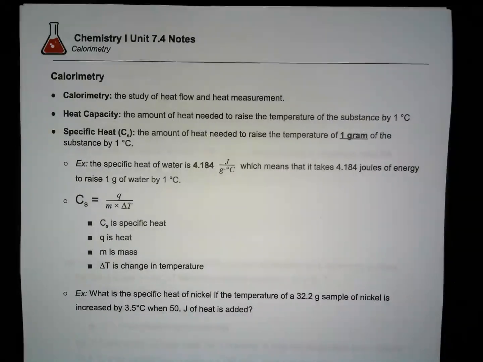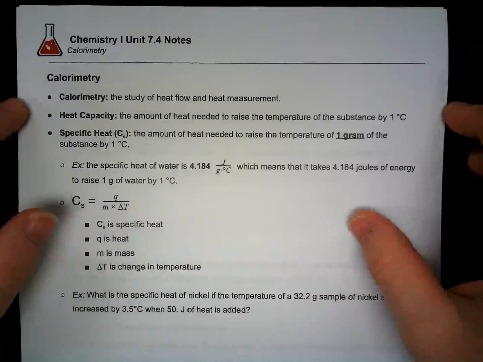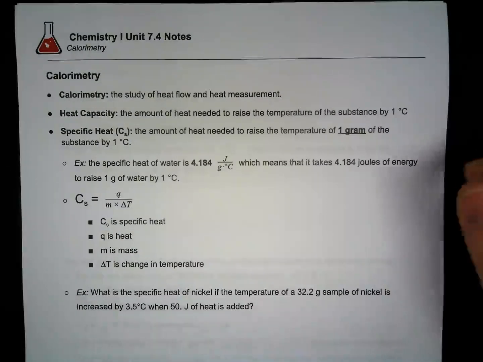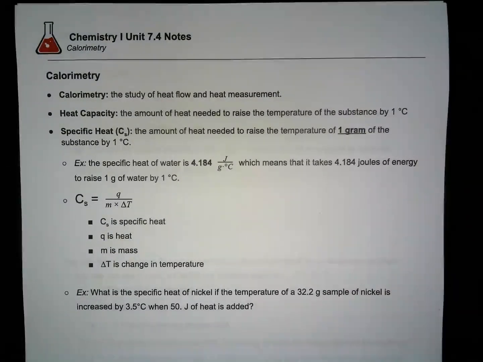This is going to be the video lecture notes covering 7.4 notes. Now we're finally getting to calorimetry. So just getting right to it. So what is calorimetry? Calorimetry is the study of heat flow and heat measurement within a particular reaction, within a particular system.